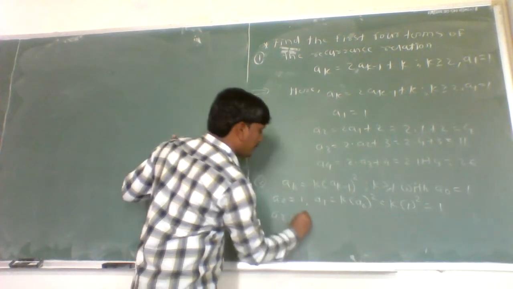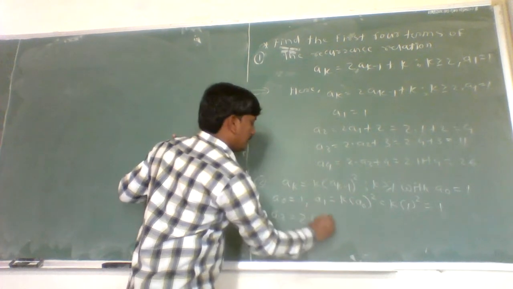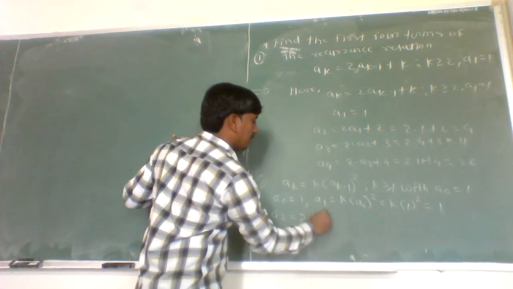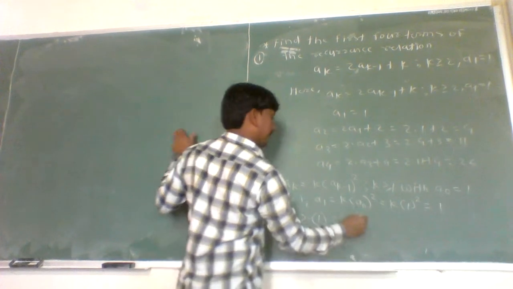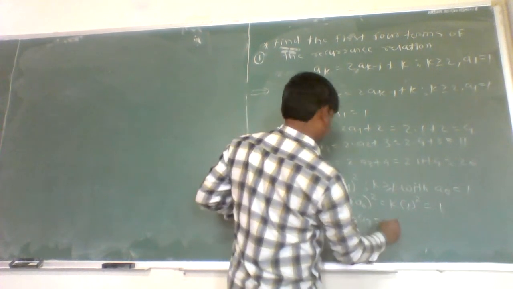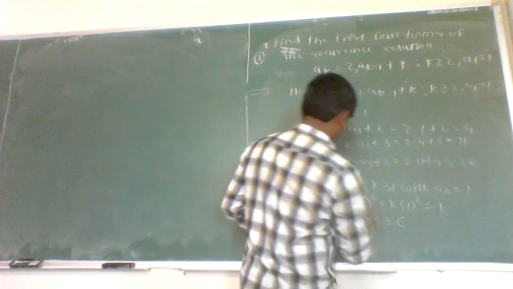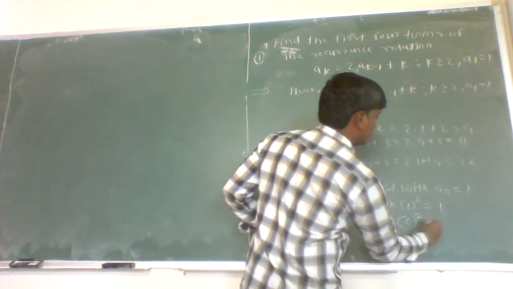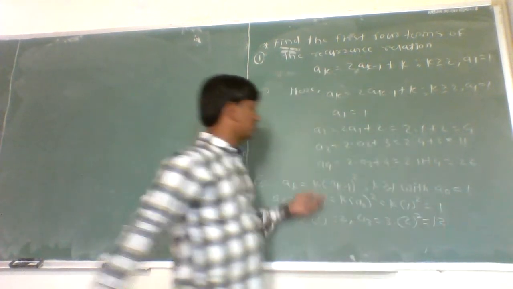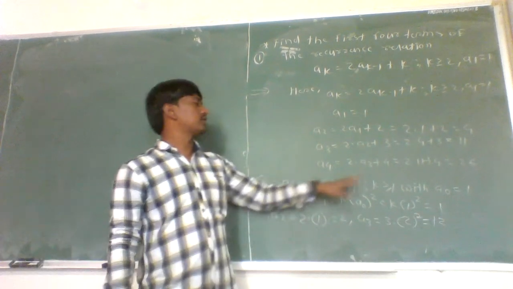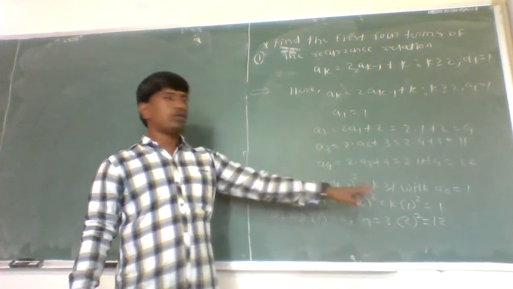Now a2 equal to 2 into a1 square, where a1 square is 1, which is nothing but 2, and a3 equal to 3 times a2 square. 2 square is 4, and 4 into 3 is 12. So the first four terms of this recurrence ak equal to k into ak minus 1 square are 1, 1, 2, 12.